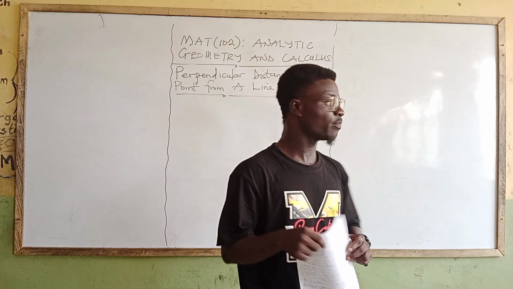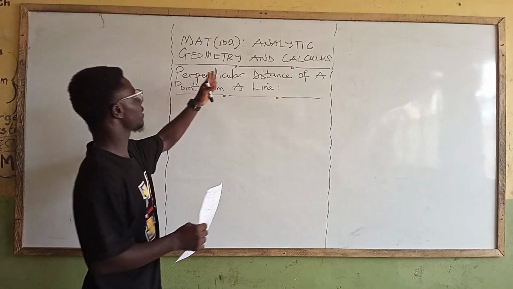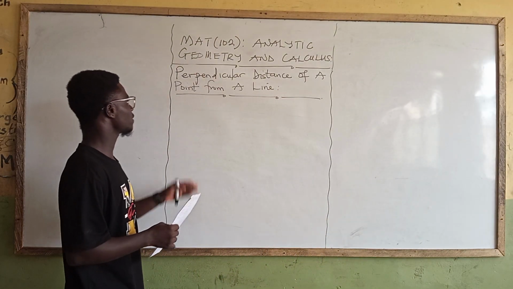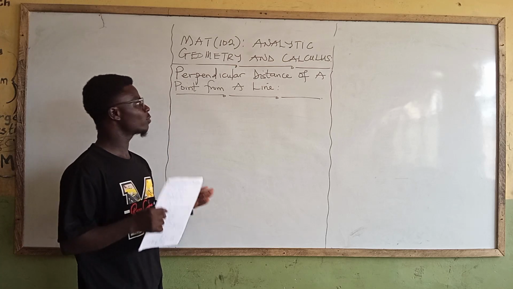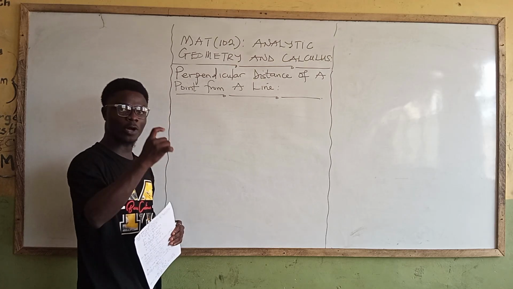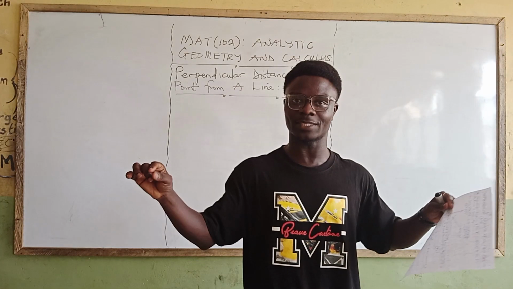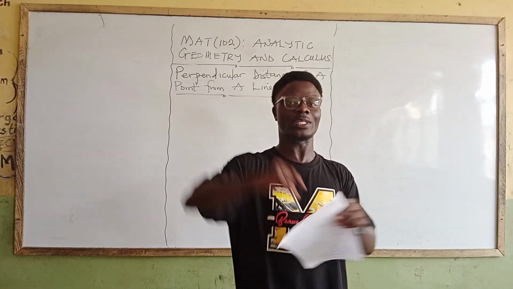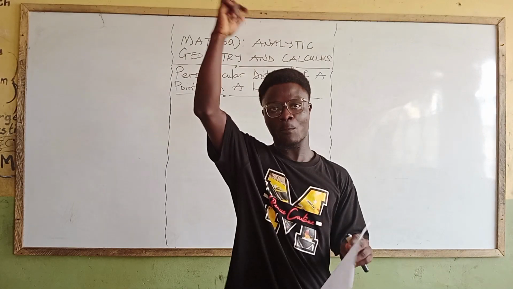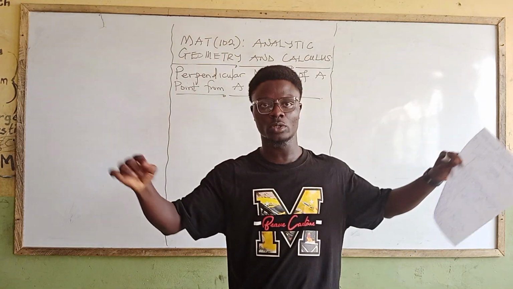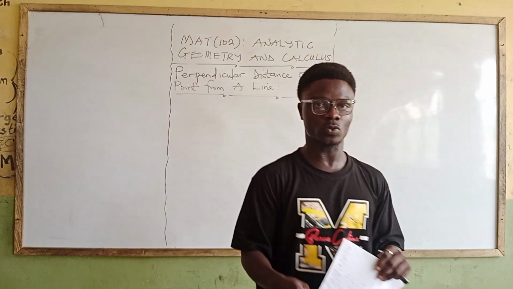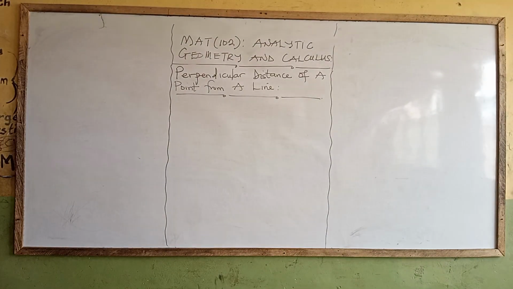Alright, so today we'll be looking at Math 102, analytic geometry and calculus, which is the perpendicular distance of a point from a straight line or from a line segment. How do we calculate the distance from a point down to a straight line? How do we calculate the distance?